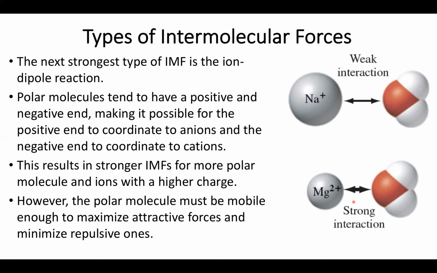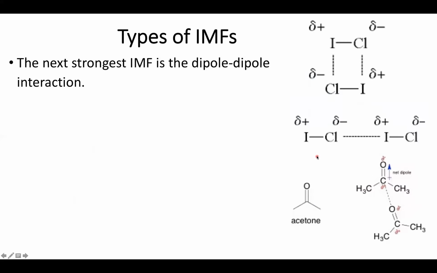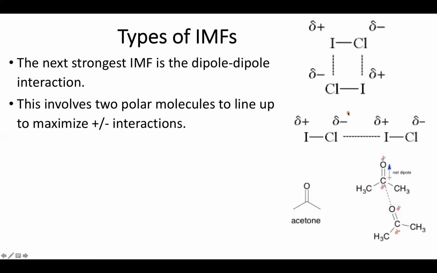Now, if I have a polar molecule and it can't find a fully charged ion, it essentially has to settle with finding another polar molecule. So this is our next strongest type of IMF, where we've got two molecules, both with partial positive and negative charges. And then again, positive aligns with negative, negative with positive. And they tend to try and line up in ways that will maximize these positive-negative interactions.